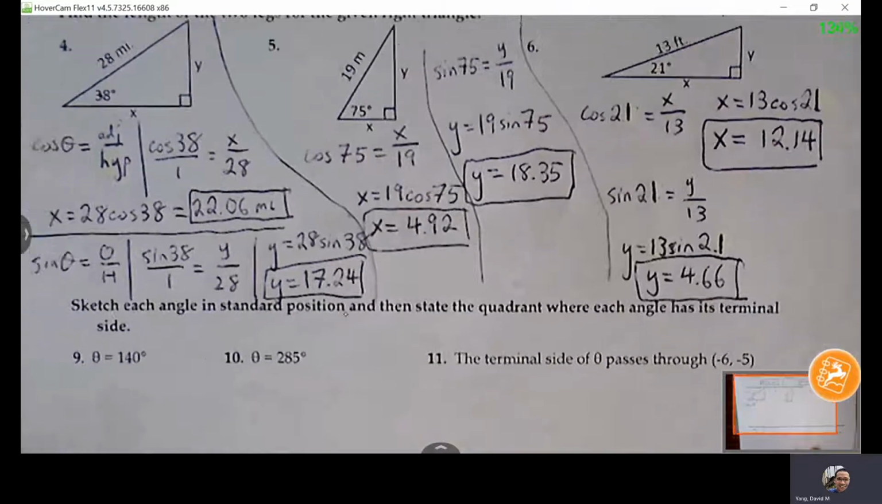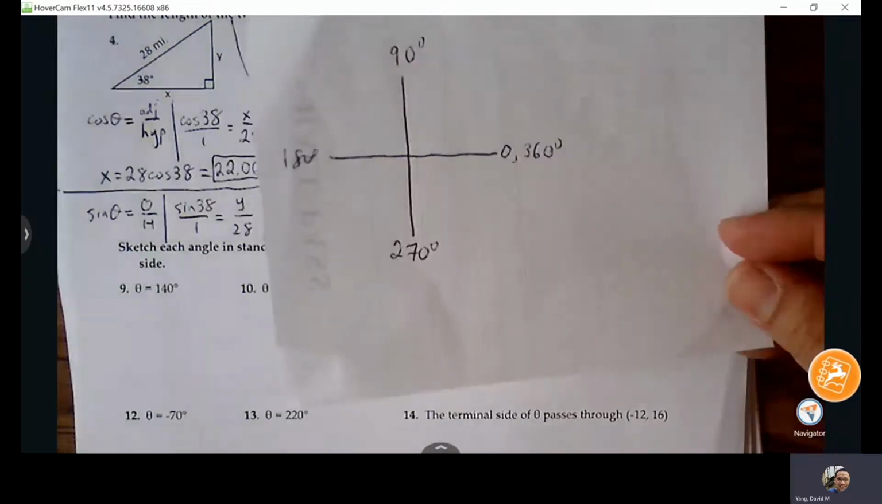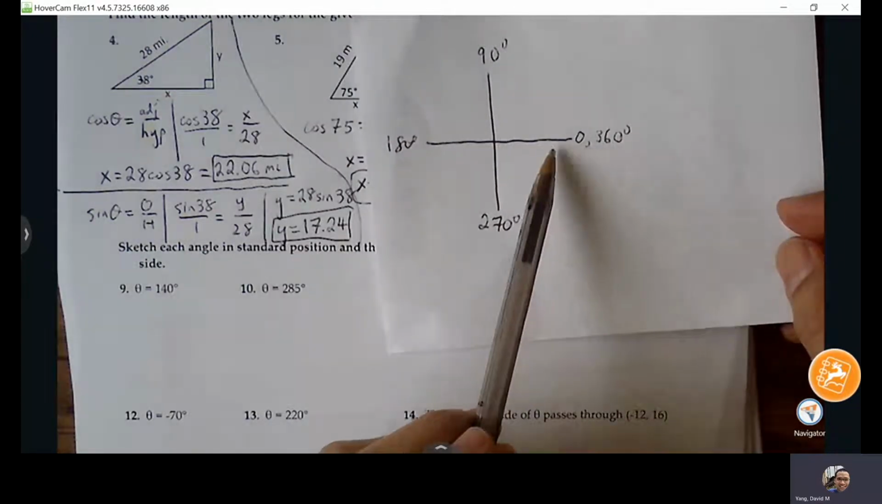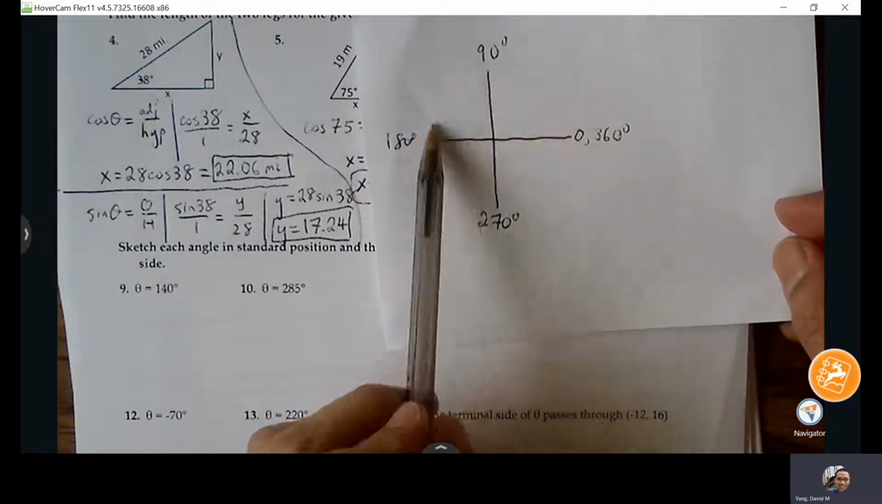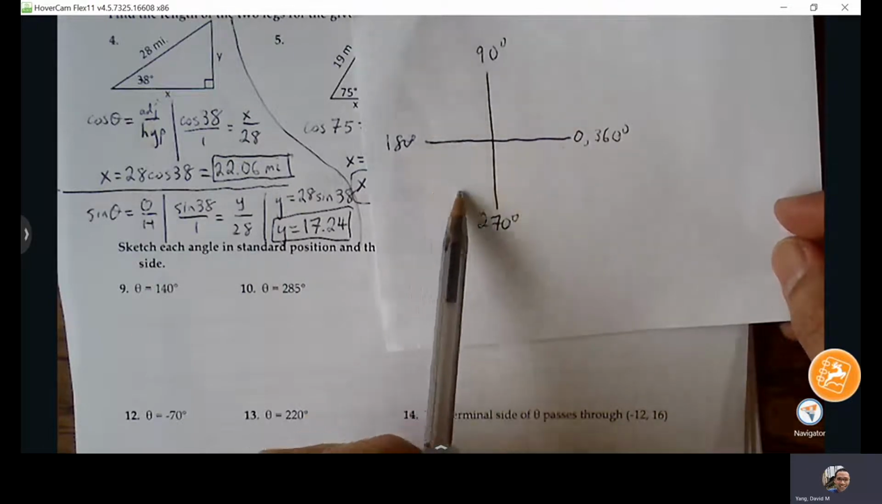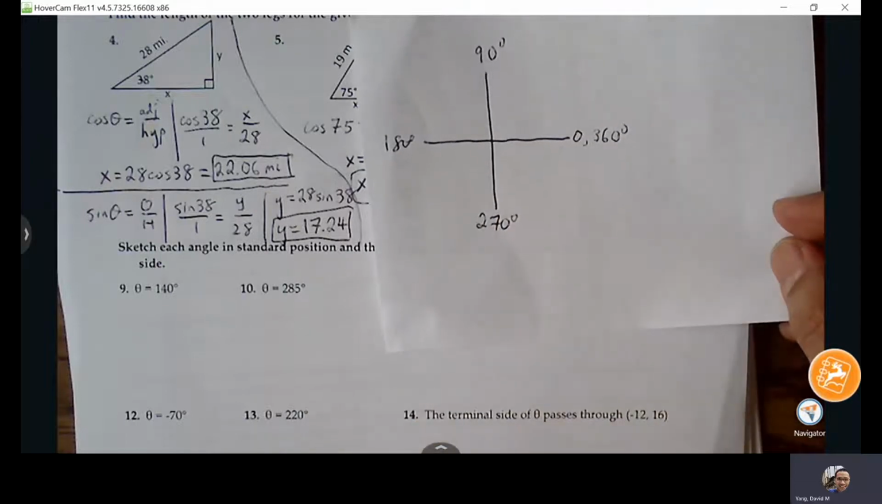All right, number 9. Sketch each angle in standard position and then state the quadrant where each angle has its terminal side. Okay, this should be pretty easy. We know that along the coordinate plane, 0 to 90 degrees is going to be the first quadrant, 90 to 180 degrees the second quadrant, 180 to 270 is the third quadrant, and 270 to 360 the fourth quadrant.